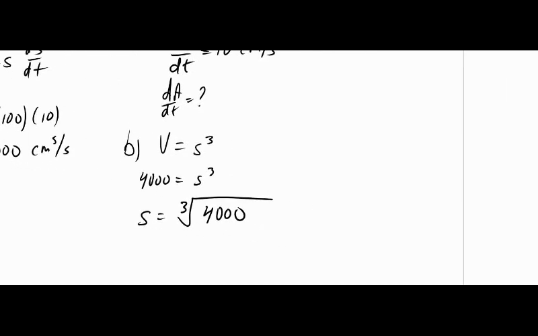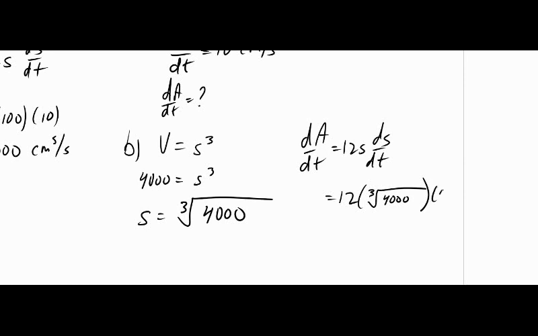So now I can do this again. dA by dt, we already found this, is 12s ds by dt, and that is 12 times s, which is the cube root of 4,000, times 10. That part didn't change, which is 120 times that, and it works out to about 1904.9 centimeters squared per second. Okay, and I believe that is all the examples that we have.